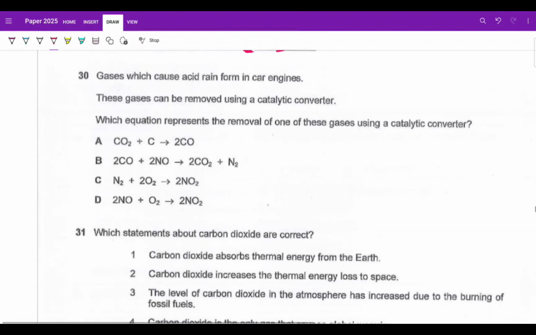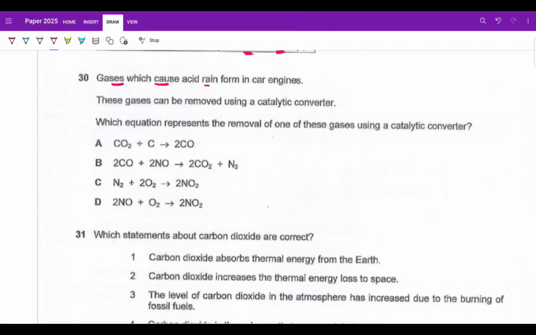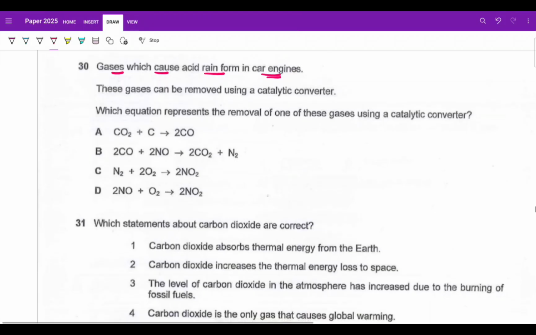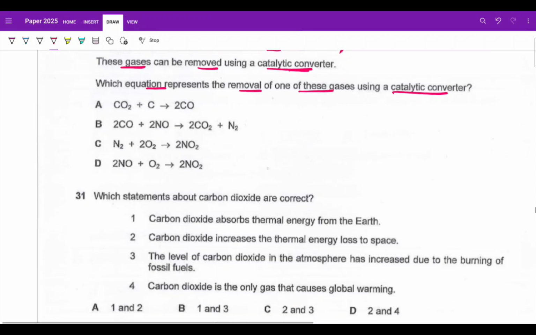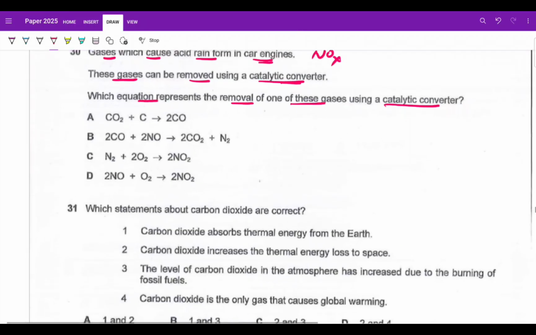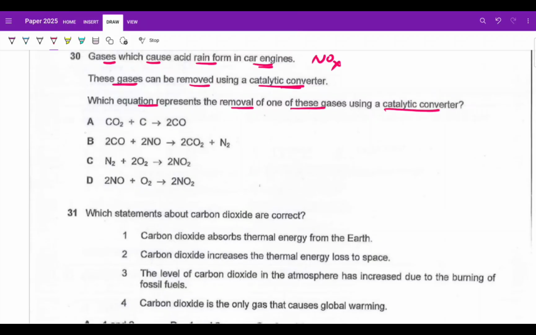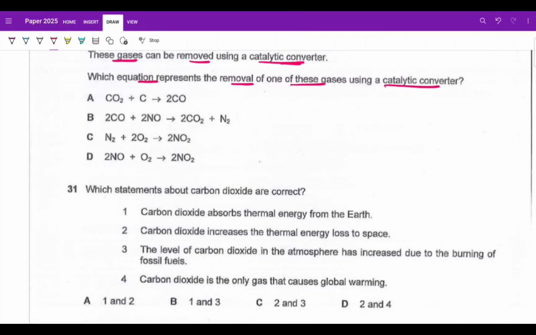Question 30. Which gases cause acid rain in a car engine? These gases can be removed using a catalytic converter. These gases are nitrogen oxides, NOx. Which equation represents the removal of one of these gases using a catalytic converter? In a catalytic converter, we remove NOx, or nitrogen oxides, and convert them to unreactive nitrogen. In option A, CO2 plus C forms CO. No, this is not an acidic gas.